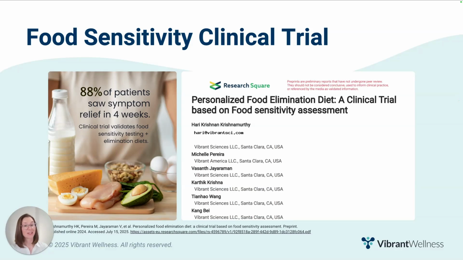Note, this study is still in preprint, meaning it is in the process of, but has not yet been given, the final stamp of peer review. But it should be coming soon.